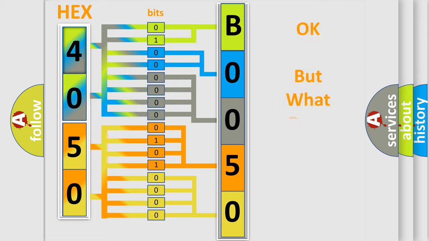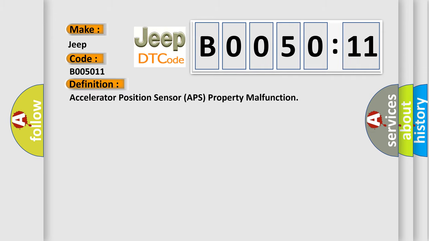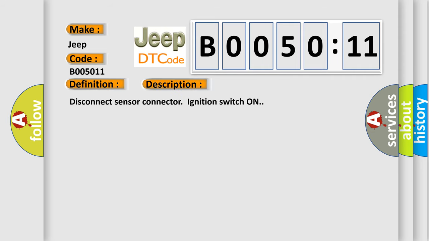The number itself does not make sense to us if we cannot assign information to what it actually expresses. So, what does the Diagnostic Trouble Code B0050-11 specifically mean for Jeep vehicles? The basic definition is Accelerator Position Sensor APS Property Malfunction. And now this is a short description of this DTC code: Disconnect Sensor Connector, Ignition Switch On.